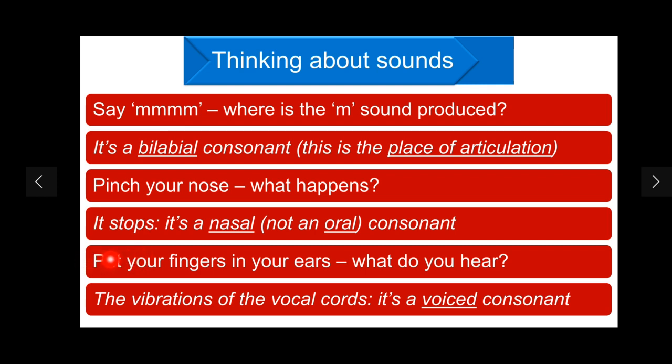So put your finger in your ear. What do you hear when you say it? Is it a voiced or voiceless sound? Of course you will feel some vibration. So when you feel vibration, the sound is called a voiced consonant sound. The vibration of the vocal cords means it's a voiced sound.